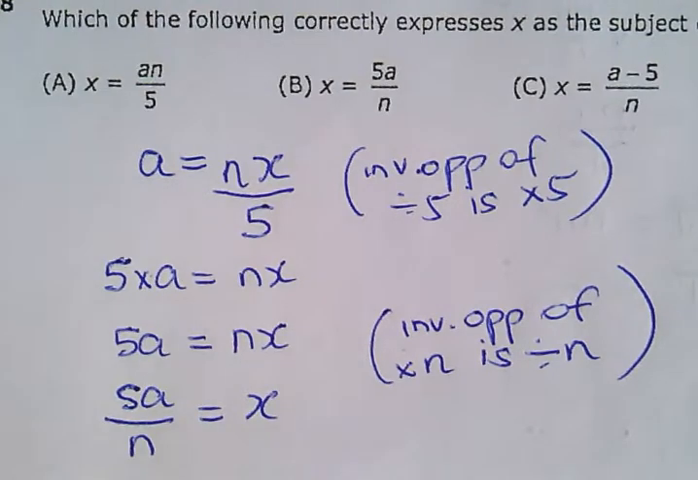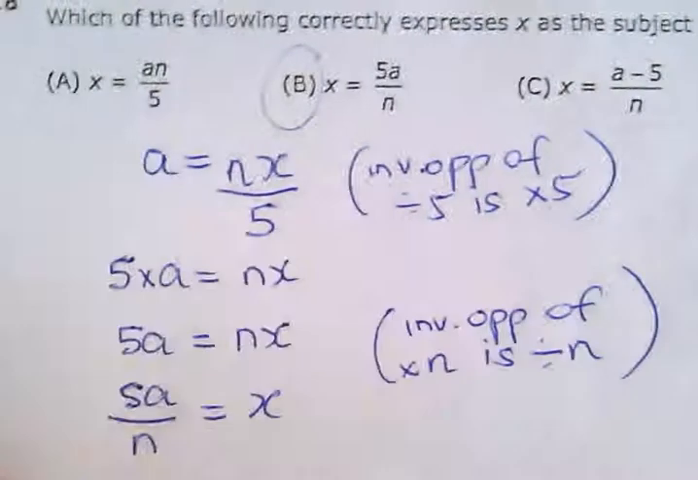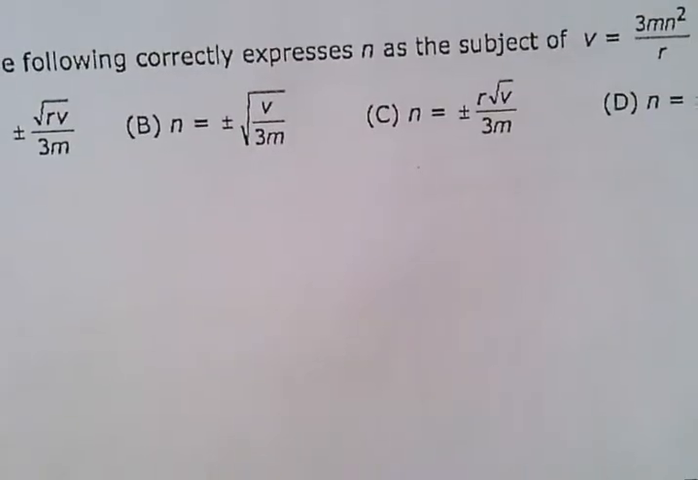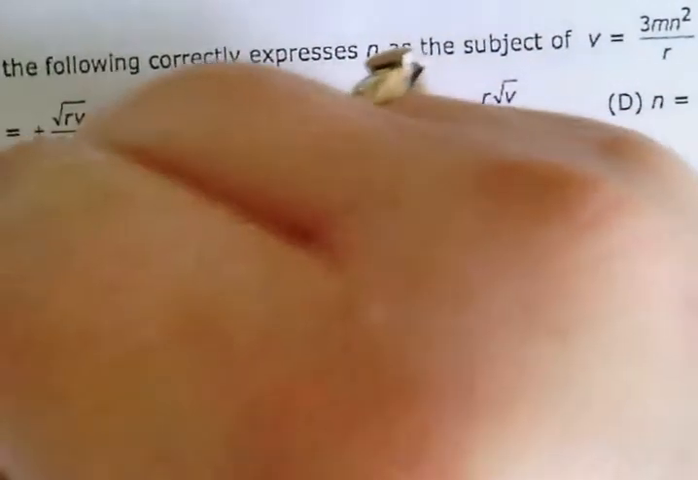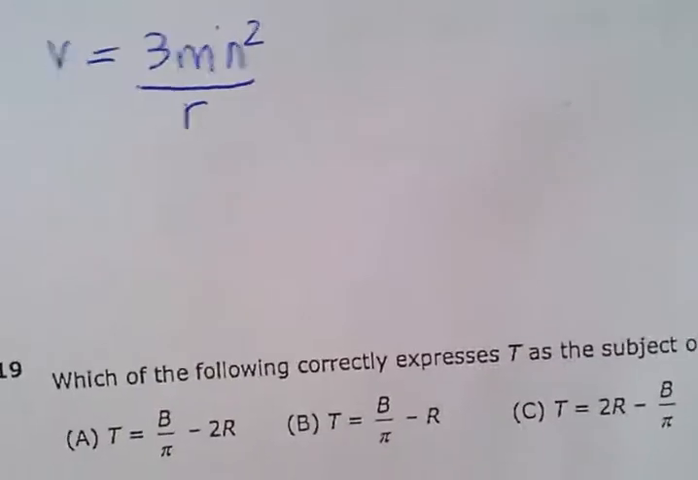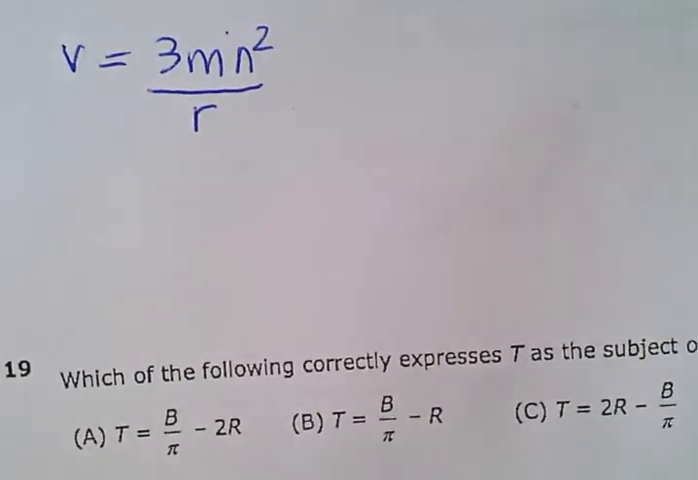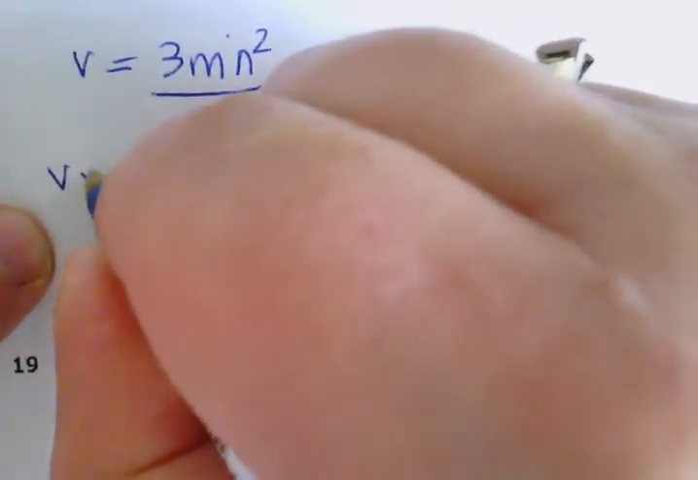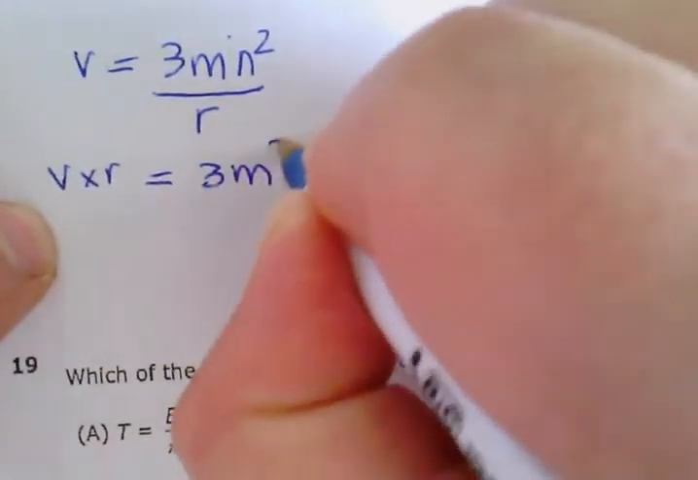Oh, well, it's n this time, the subject of this formula. So I've got v equals 3m n squared divided by r. I need to make n the subject. Okay, don't touch the n. Move everything else. What's going to go first? Let's read it. 3m n squared divided by r. What goes first? Divide by r. The inverse operation of divide by r is times r.